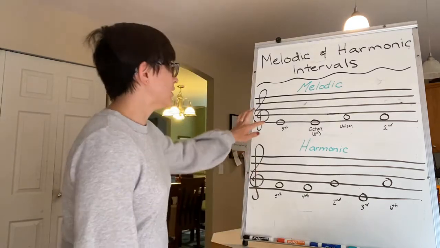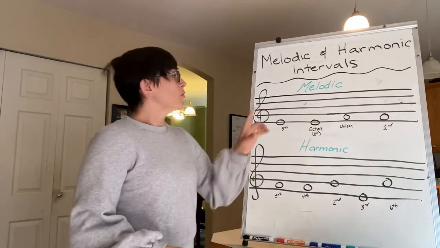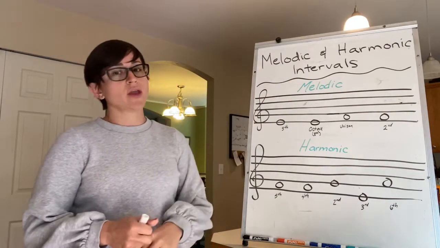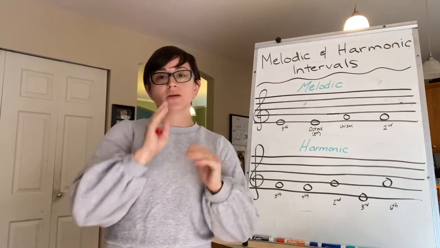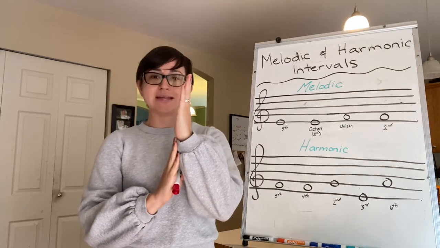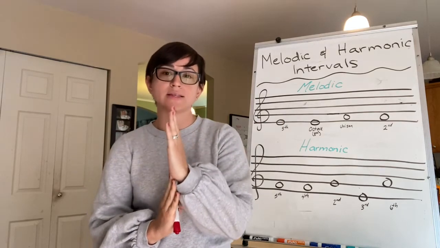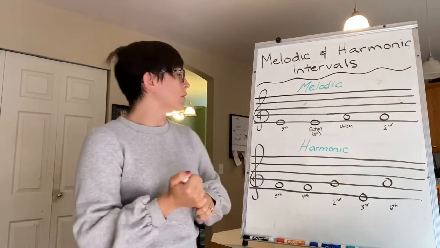Or you can do it from line to space. So with melodic intervals, they are not on top of each other, okay? Your notes have to be spaced out, one note then the next. If they're on top of each other, that indicates that they're being played or sung at the same time. That's harmonic. Right now we're going to work with melodic, okay?